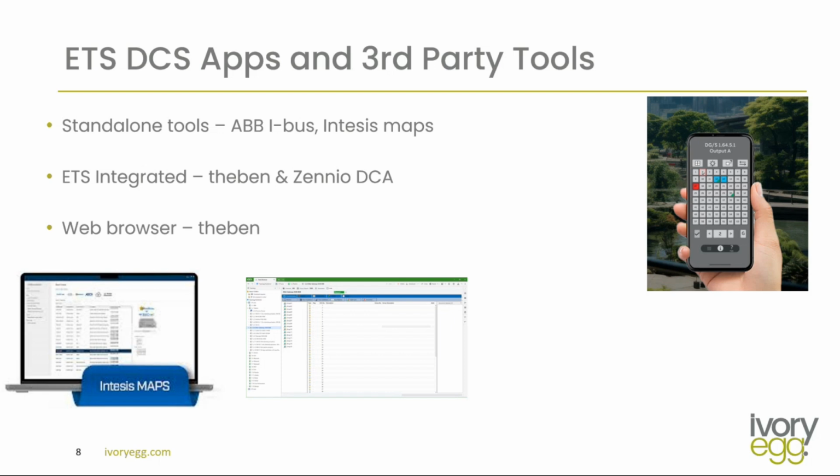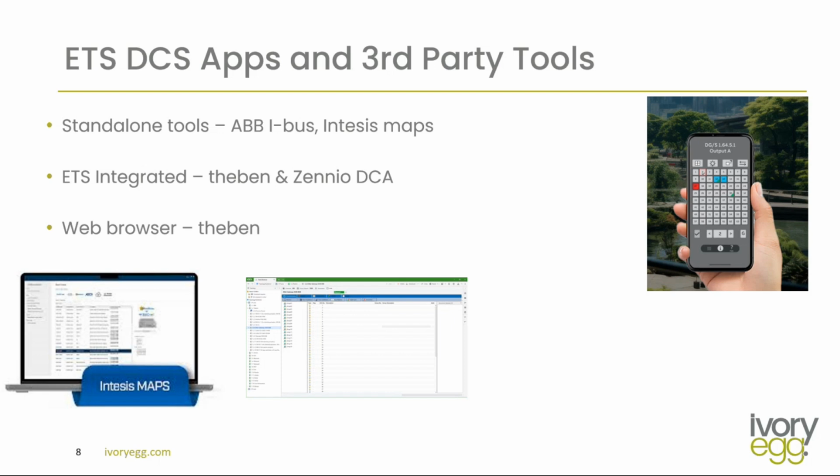Also, as of ETS 6, there are integrated plugins or apps available, and some of the gateways, such as Theben and Zennio, have what we call a DCA app, and that app runs inside ETS, so there's no third-party software, there's no standalone tools, it just runs next to it, and it uses the KNX connection also, and that can be a really nice and easy way to do programming.